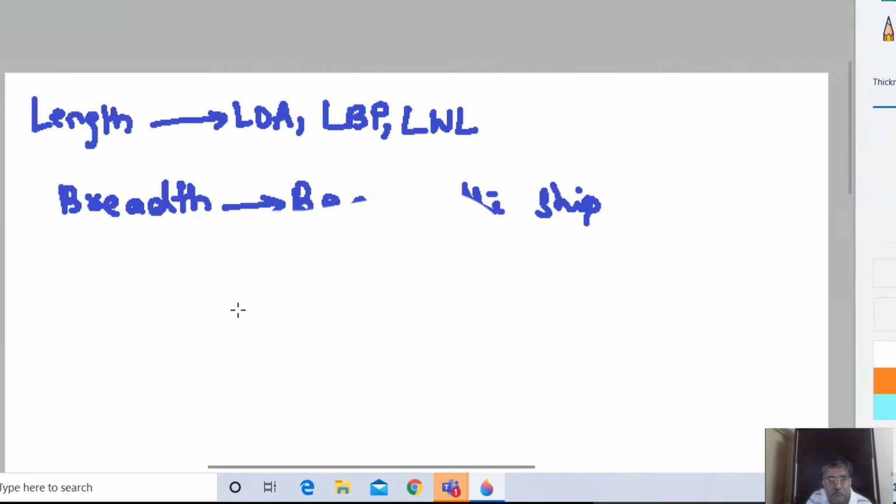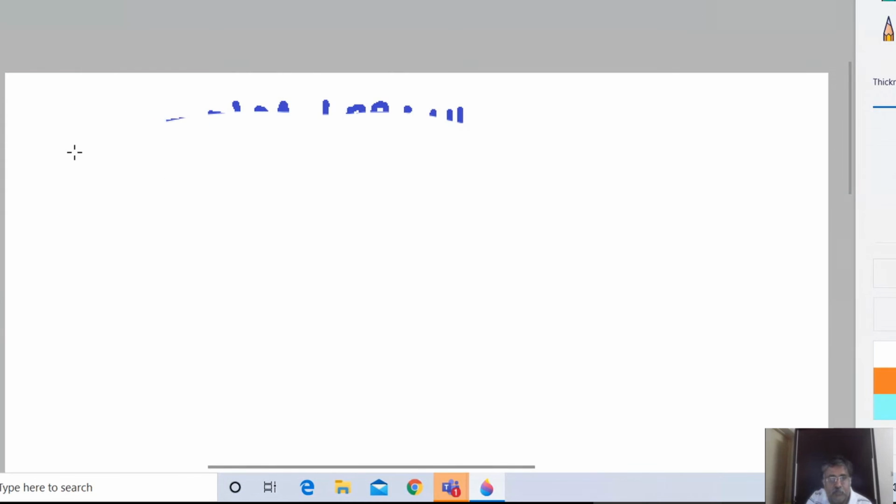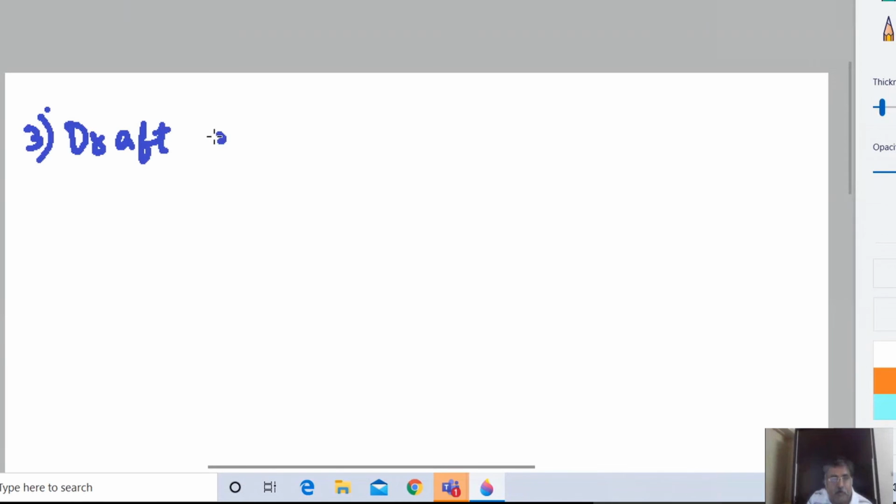So beam of the ship. Then the things that we talk about are three. After length and breadth, we come to what is known as the draft of the ship. There are two spellings for this. It is usually spelled DRAFT, which is the American spelling, or it used to be called DRAUGHT, which is the British spelling. So the draft or the draught both represent the same thing.